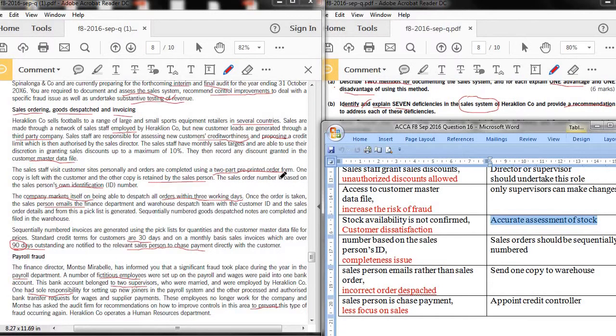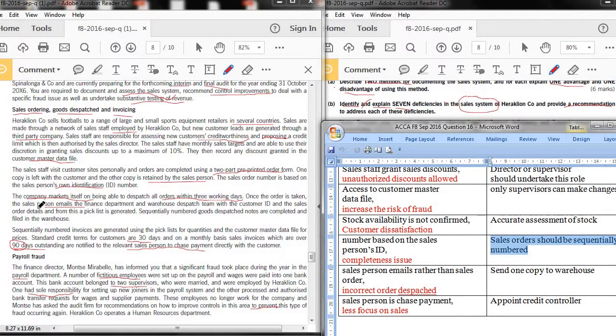Fifth deficiency is that sales orders are based on the salesperson's own identification number. This way, you cannot verify the completeness of the sales orders. So the recommendation is that sales orders should be sequentially numbered to know the completeness of the sales orders. If anything is missing, it can be identified and resolved in time.